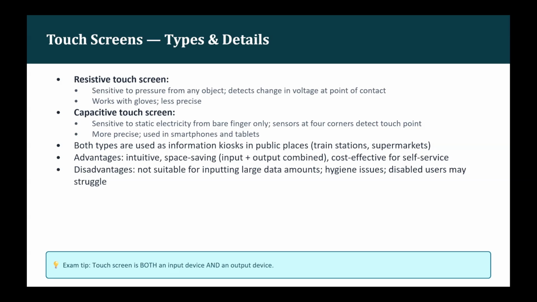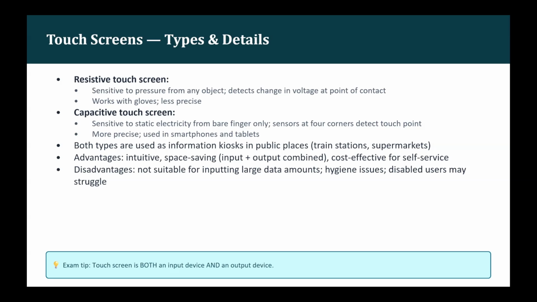So, what do you think most modern computers or modern touchscreens use? Both types are used as information kiosks in public places, train stations and supermarkets. The advantages are that they are intuitive, space saving because input and output are combined, and cost effective for self service. Disadvantages are that they are not suitable for inputting large amounts of data because it can give you wrong inputs. There are hygiene issues. Imagine during COVID 19 people using the same screen. Disabled users may also struggle sometimes.